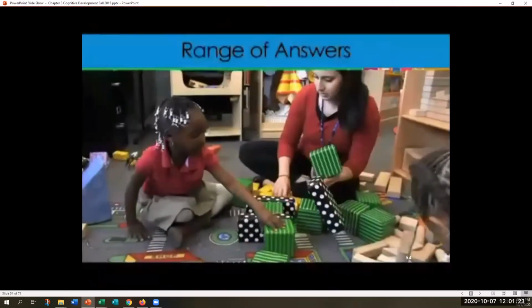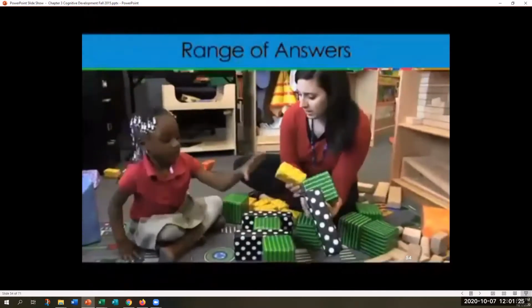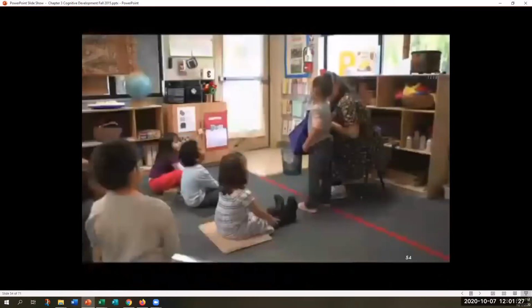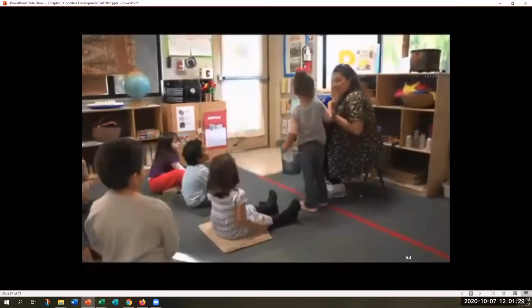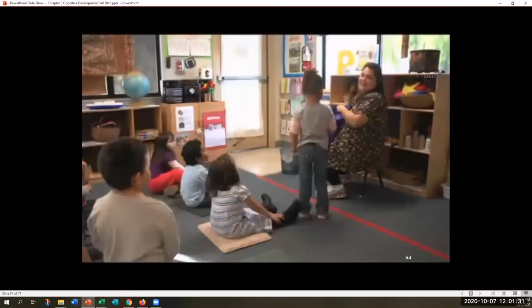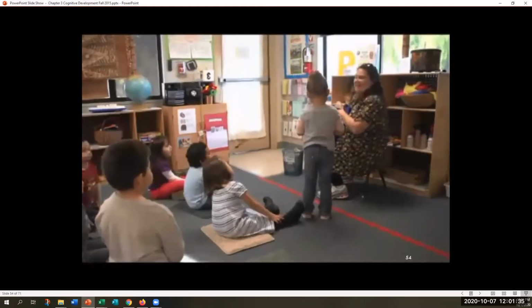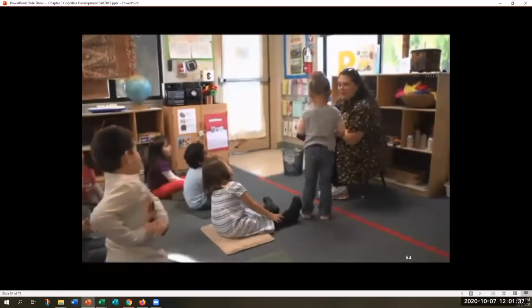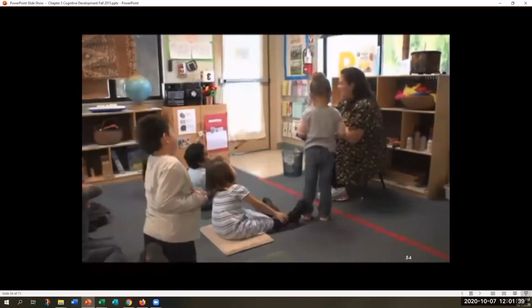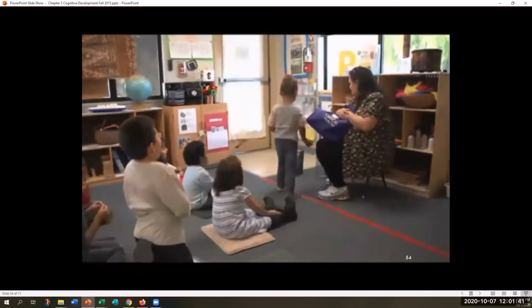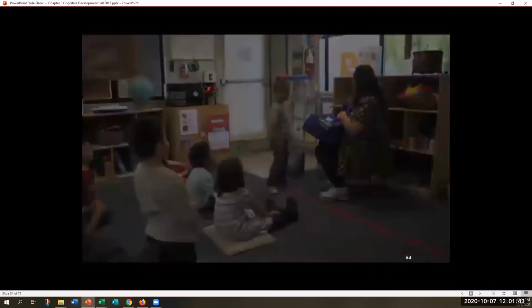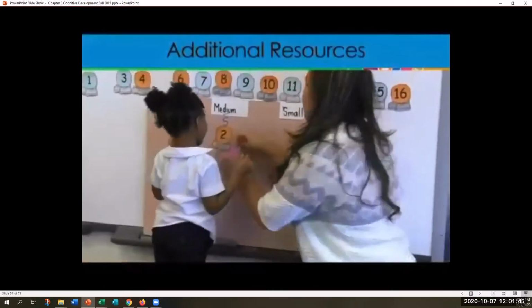Another way to scaffold children's learning is to offer a range of possible answers. When the teacher sees that a child is struggling to come up with an answer or response, the teacher gives 2 or 3 possibilities from which the child can choose. Is that plastic or paper? Plastic. So can you put it in the plastic bin? Very nice. Here's another way to scaffold children's learning.